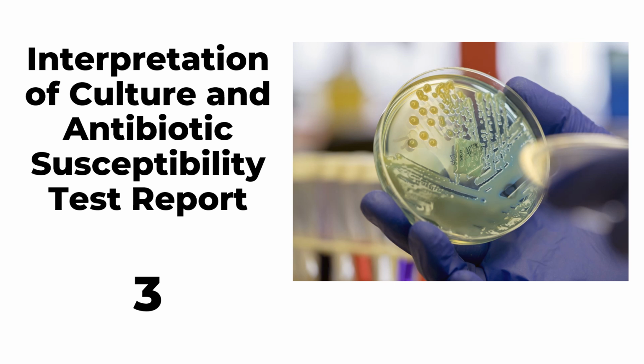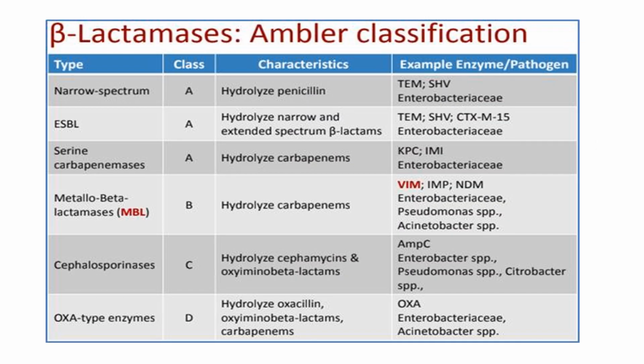Everyone, in this session, I will be speaking on how to interpret the antibiotic susceptibility test reports. Bacteria develop resistance against different categories of antibiotics through development of antibiotic resistant genes. Among the genes, one such commonly developed gene by the bacteria are the beta-lactamases.